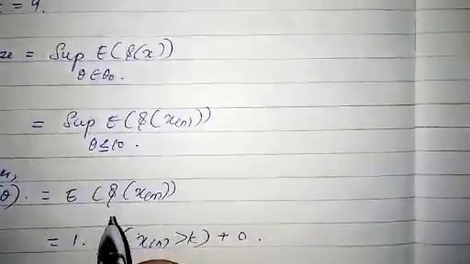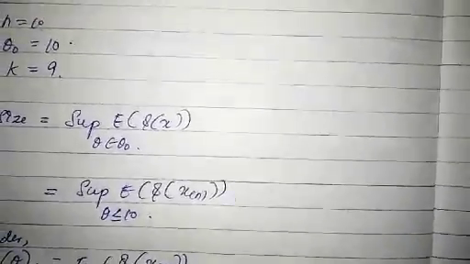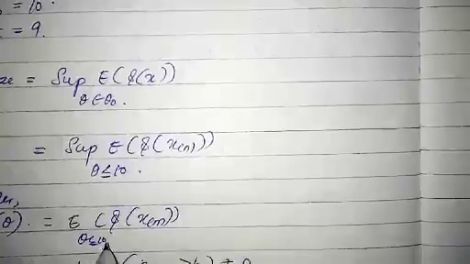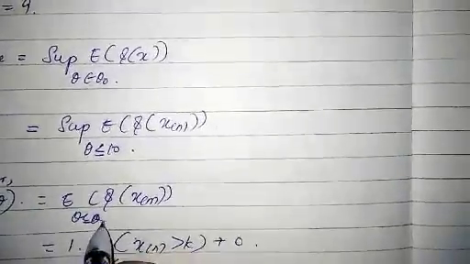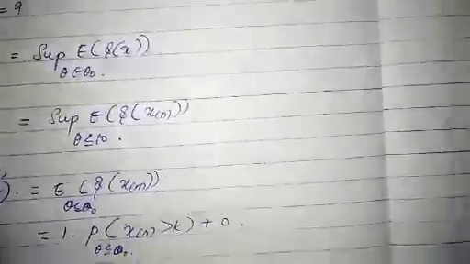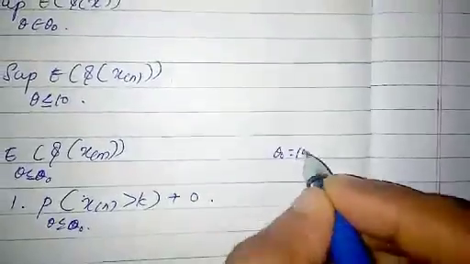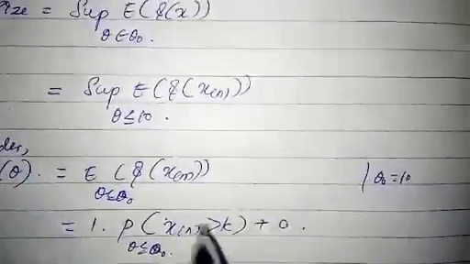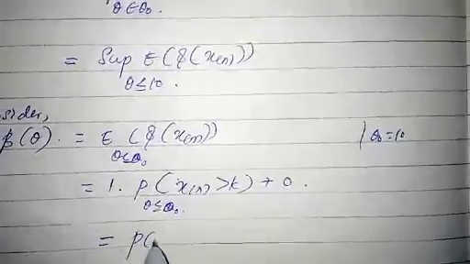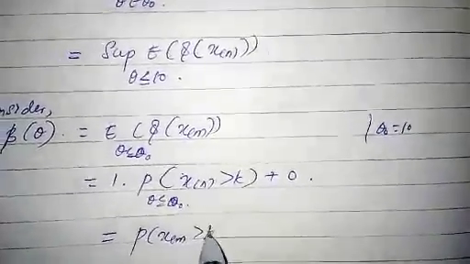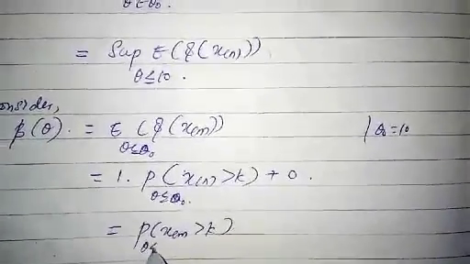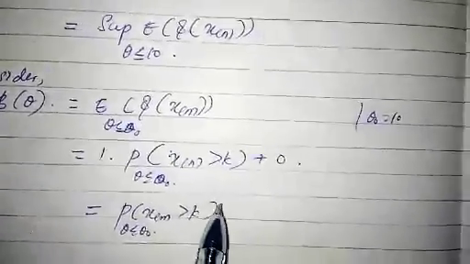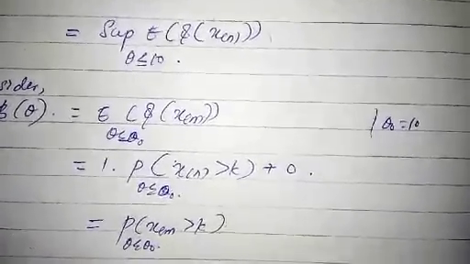So here under theta less than or equal to 10, we can take it as theta naught, okay? You know that theta naught equal to 10. Then which is equal to probability of Xn greater than k, right? So what is the value of probability of Xn greater than k?